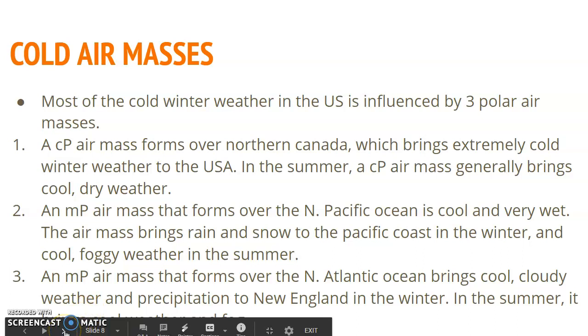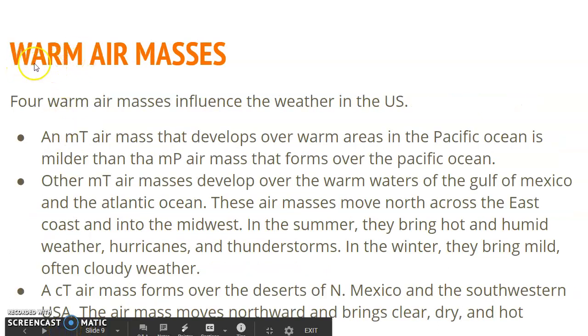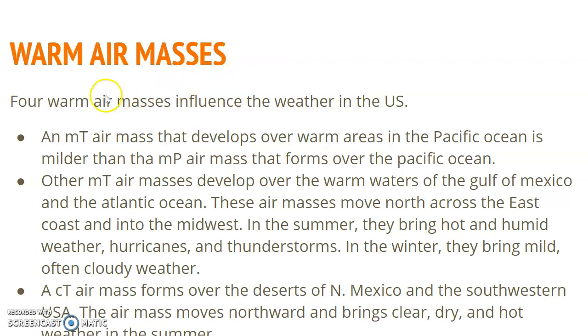And we know about the cold air masses, so obviously there are also warm air masses. Now, of warm air masses, we have four which influence our weather in America. We have the mT air mass, which means it's maritime and tropical. Tropical means it's going to be warm, and maritime is going to be wet. So it's a wet and hot kind of air mass, and it develops over the Pacific Ocean. But it is actually milder than the maritime polar air mass that forms over the Pacific Ocean.